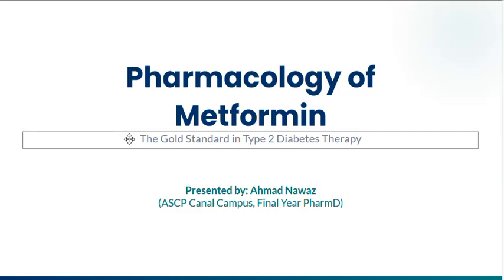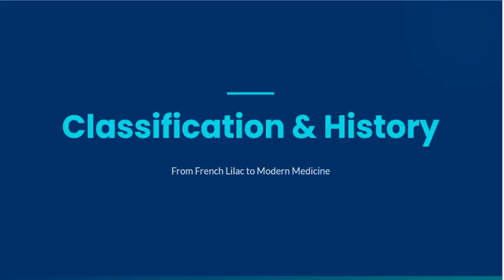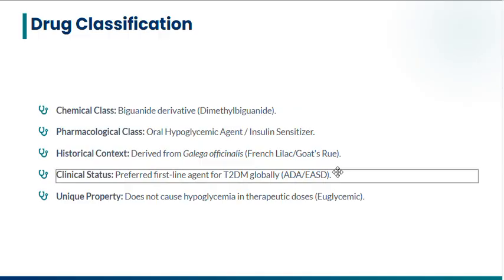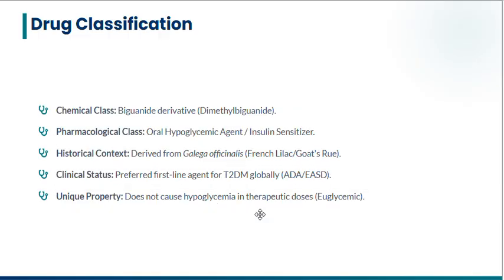Here we will discuss the pharmacology of metformin, the gold standard in type 2 diabetes therapy. Classification and history, from French dialect to modern medicine. Drug classification: the chemical class is biguanide derivative, dimethyl. The pharmacological class is oral hypoglycemic agent, insulin sensitizer. Historical context: derived from Galega officinalis. Clinical status: preferred first line agent for T2DM globally, ADA and EASD.